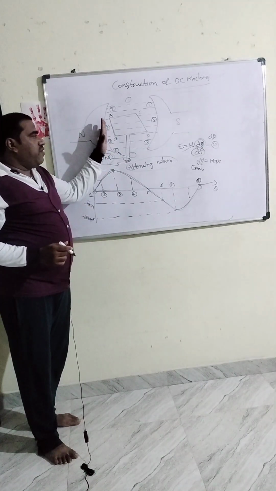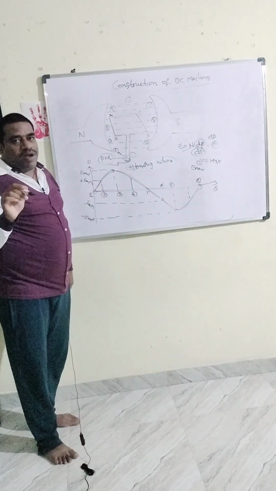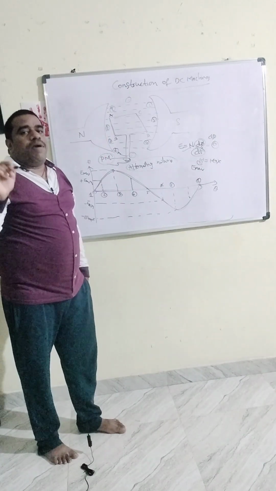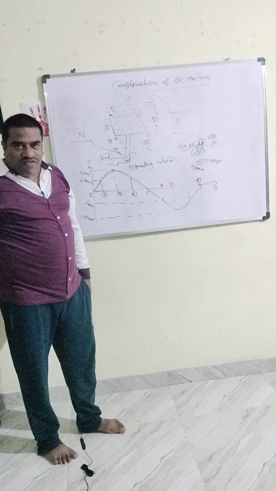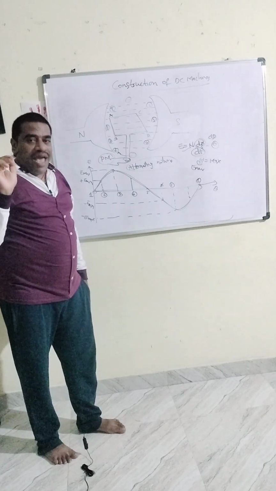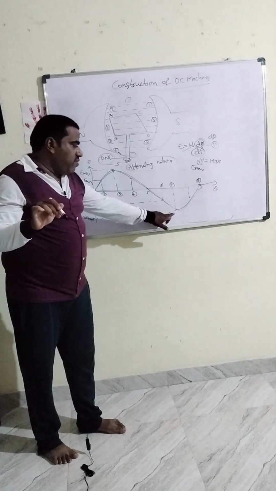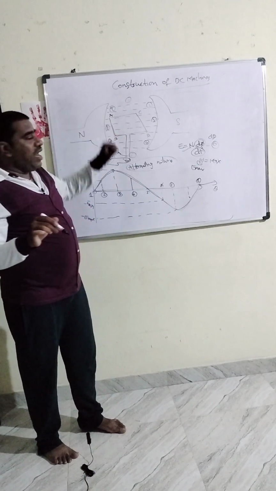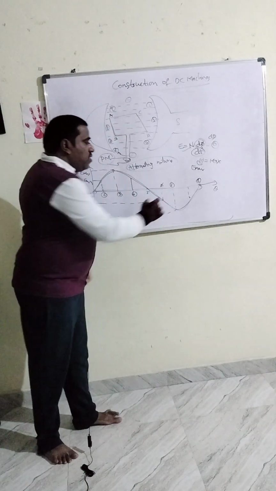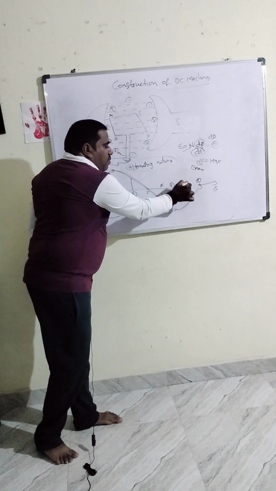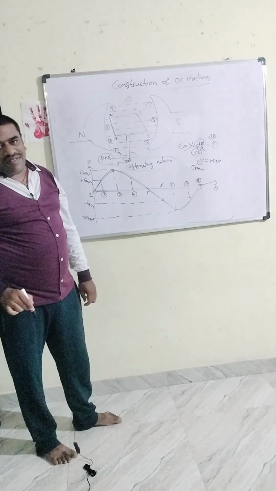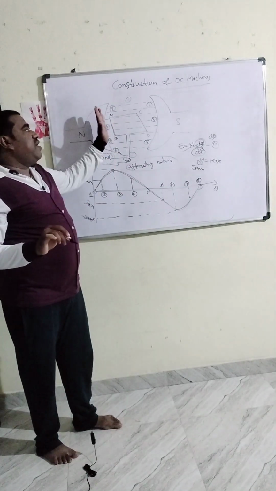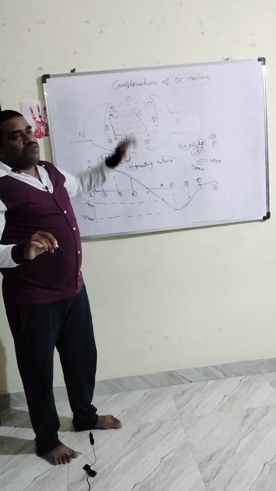Again at position number 7 or 8, you take it as perpendicular to the plane. Perpendicular to the plane means maximum flux lines will be cut by the conductors and the maximum negative EMF will be induced. Again at position number 9, we take minimum flux lines and the minimum amount of EMF will be induced. That is negative EMF.